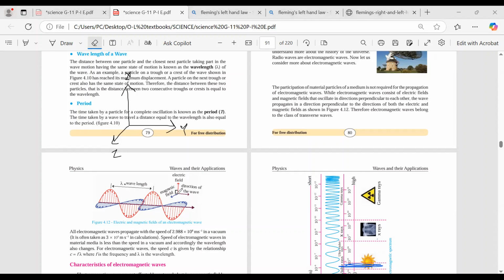This is also 90 degrees. This is also 90 degrees. This is also 90 degrees. Does this make sense? Okay, so this is the dimension that you have to keep in your mind with regards to electromagnetic waves. The electrical field and the magnetic field are perpendicular to each other, and the wave propagates perpendicular to both of these, the direction of the wave.